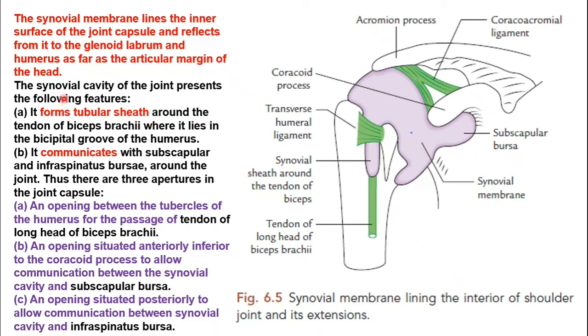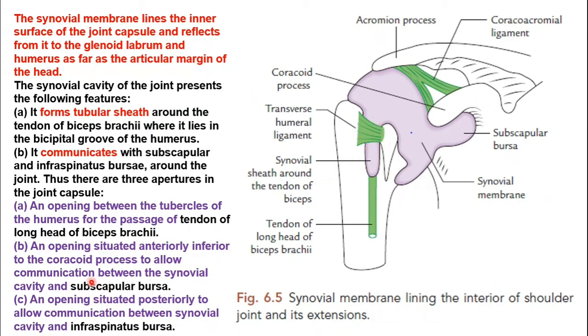अब यहाँ पे पढ़ोगे तो synovial cavity of the joint presents the following features. It forms the tubular sheath around the tendon of the biceps. ये जो मैंने दिखाया. It communicates with the subscapular and infraspinatus bursa. This is the subscapular and this is the infraspinatus bursa around the joint. And there are 3 apertures in the joint cavity. ये apertures थोड़े important हैं, इनको याद होना चाहिए. Apertures mean communication. An opening between the tubercles of humerus, ये वाला aperture.